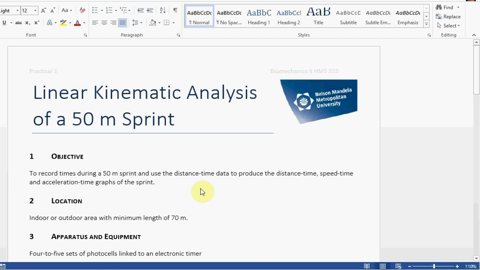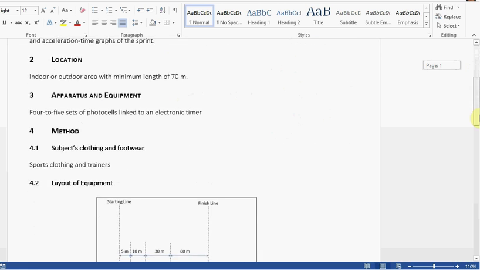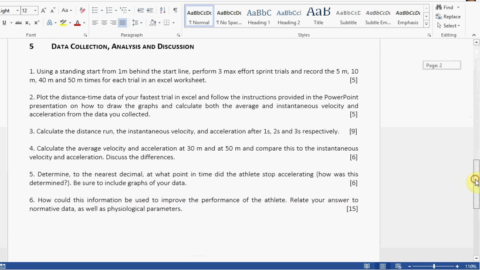So we know that elite sprinters can only reach peak velocity at around about 60 meters and can maintain it for about 30 meters before ultimately starting to decelerate. So how does your data compare to that of elite distance runners? And that's what this prac will ultimately tend to unpack. So the instructions are all provided, and then at the end we have some of the analytical questions that you will need to answer in order to complete the prac.